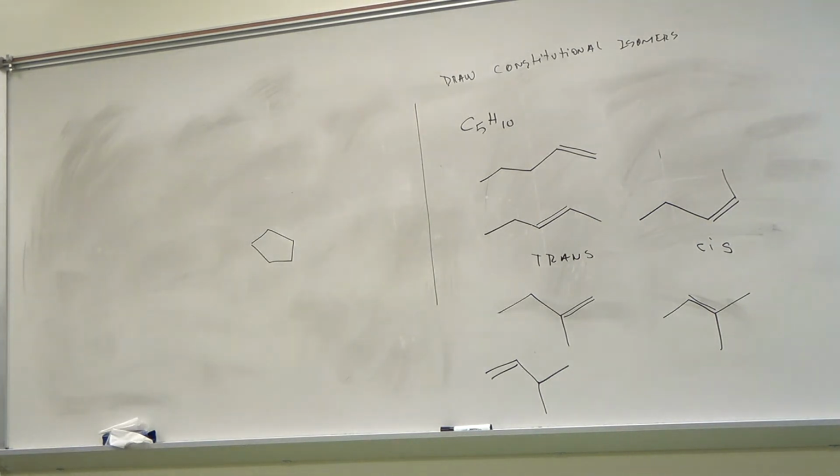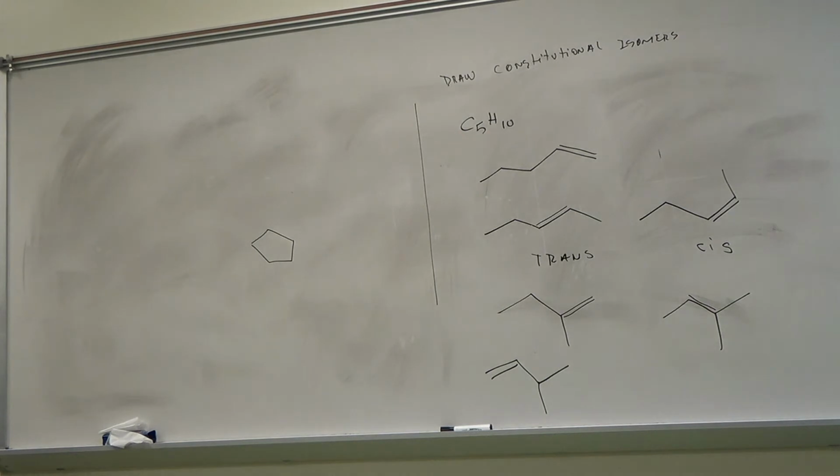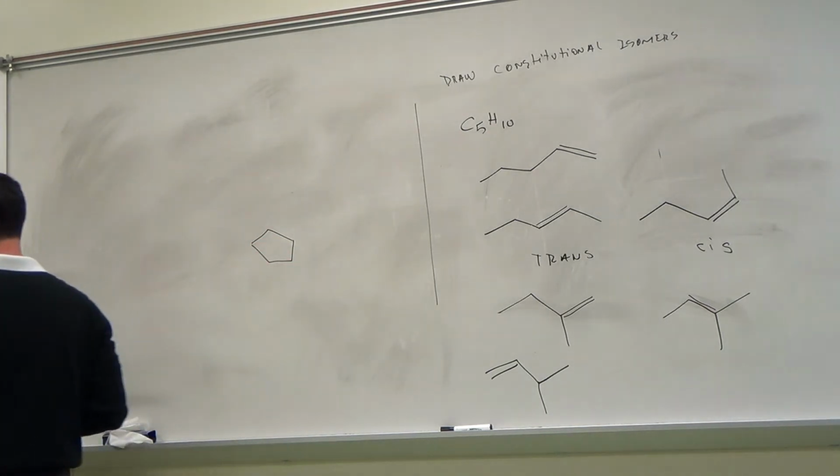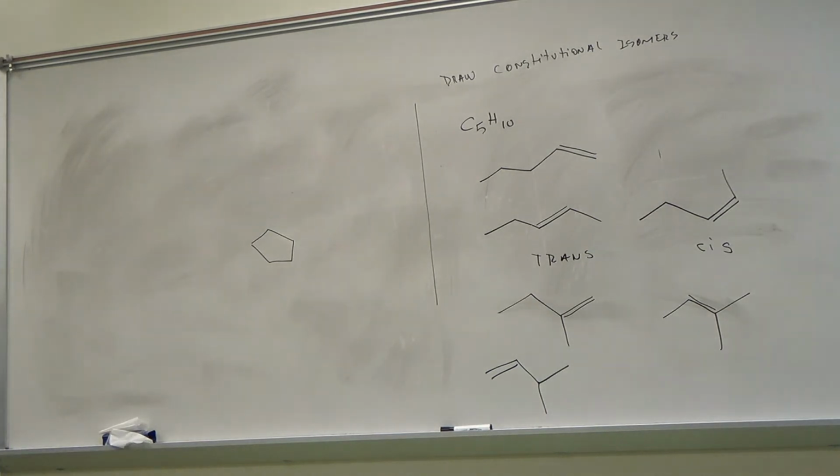Is that part of the rules? Does that fit the rules, yes or no? C5H10. This is 1, 2, 3, 4, and 5. So we can have a ring, and it has the same formula as an alkene. Okay?